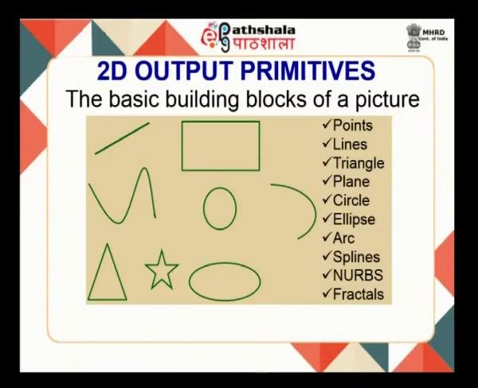So, how do we represent these things in a program or in a machine? That is what our discussion is going to be about today. How do we represent these basic primitives so that later we can combine them to form various pictures?